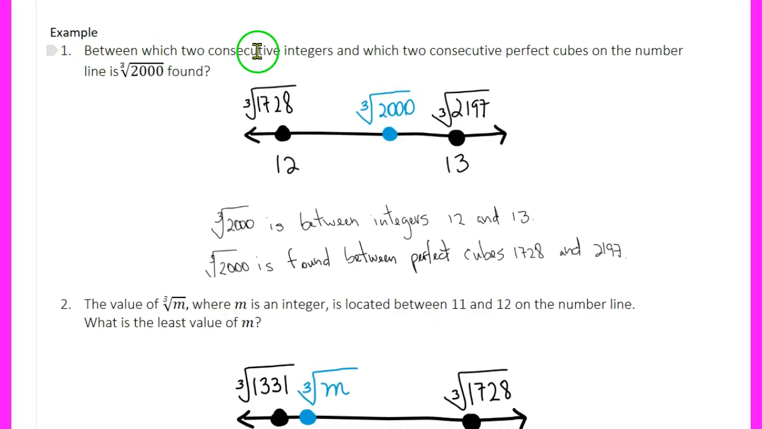Between which two consecutive integers and which two consecutive perfect cubes on the number line is the cube root of 2000 found? So all we have in this question is this, 2000. So 2000 is a non-perfect cube. So we're going to graph it somewhere on the number line, and we're going to find the two closest but consecutive perfect cubes.